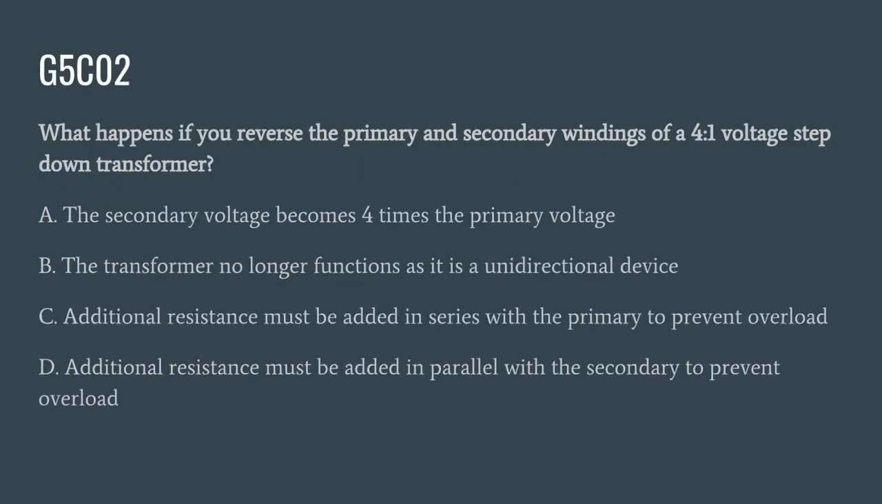G5C02. What happens if you reverse the primary and secondary windings of a 4-to-1 voltage step-down transformer? A. The secondary voltage becomes 4 times the primary voltage. B. The transformer no longer functions as it is a unidirectional device. C. Additional resistance must be added in series with the primary to prevent overload. Or D. Additional resistance must be added in parallel with the secondary to prevent overload. Correct answer A. The secondary voltage becomes 4 times the primary voltage.